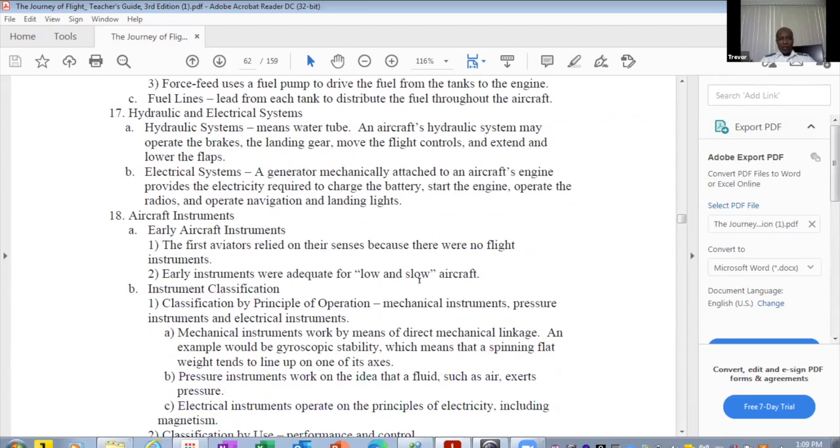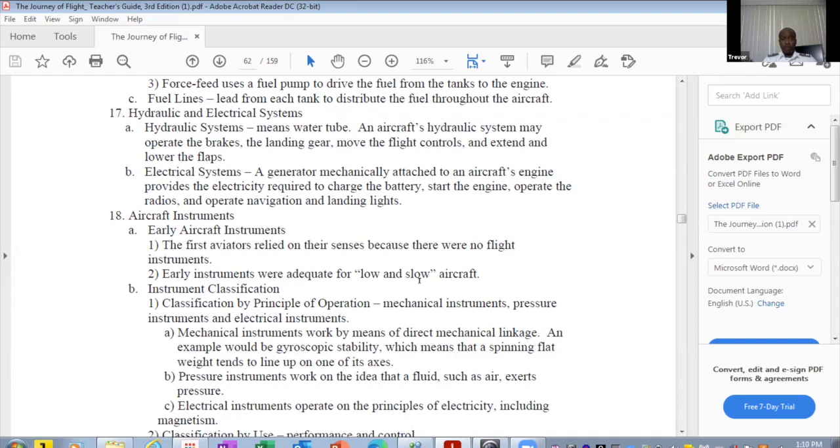All right, so the generator, mechanically attached to an aircraft engine, provides the electricity required to charge the battery. So aircraft will have alternators, they will have generators. I think the newer aircraft have alternators because they are more efficient. They produce alternating current instead of direct current. And that is used to charge the batteries for lighting and so on.